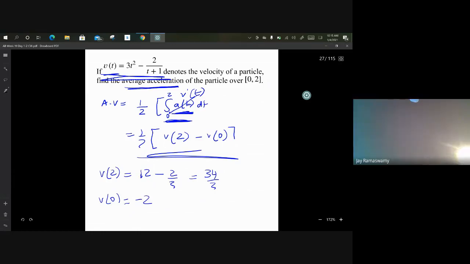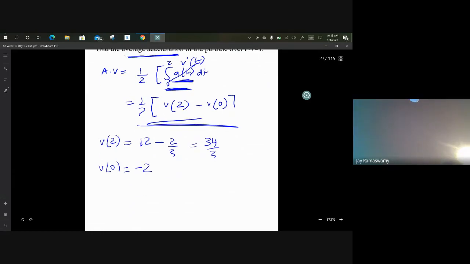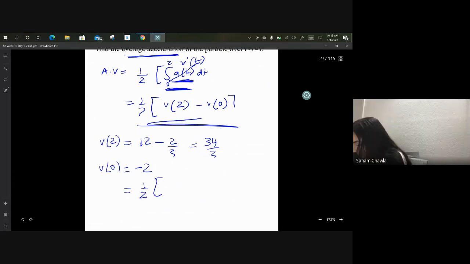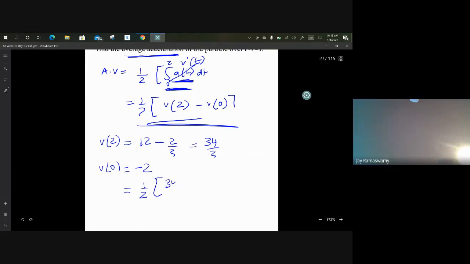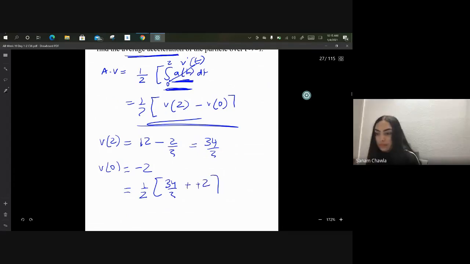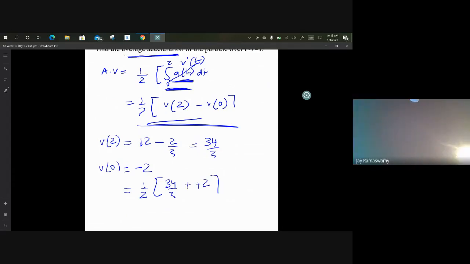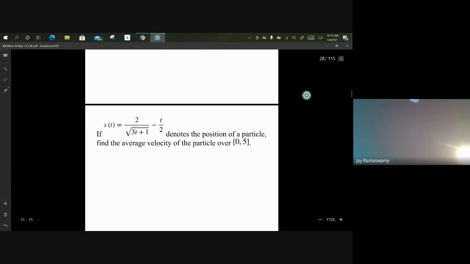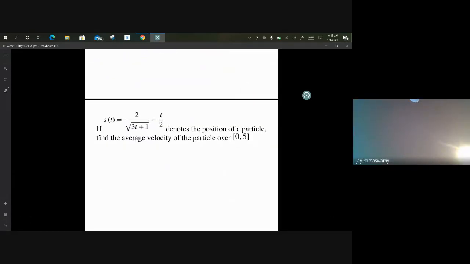This is negative 2. And absolute last step, should we just plug it in? Yes. Guys, don't forget the 1/2. V of 2, which is 34/3 minus negative 2, correct? Can we finish the problem? Yes. So once again, does everybody understand the concept of mismatch and when to use the net change?